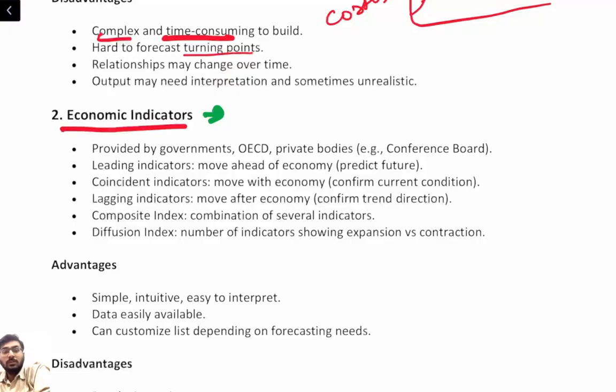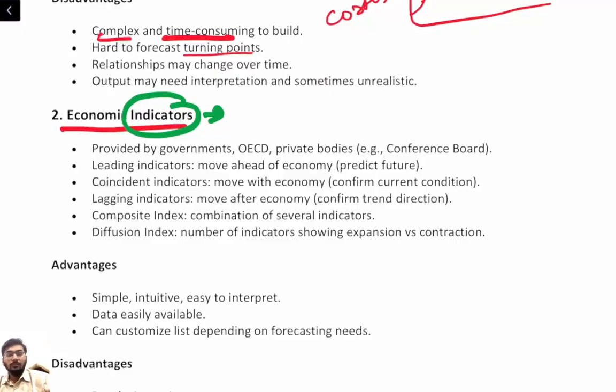Clear? So you have three different types of indicators. One which moves before the economy moves, or after the economy moves, or side by side. Are you clear? So indicators are like signals. It will give you the signal that a recession is going to come. Sometimes these signals will come after the recession, sometimes before the recession. Both after and with. Clear?